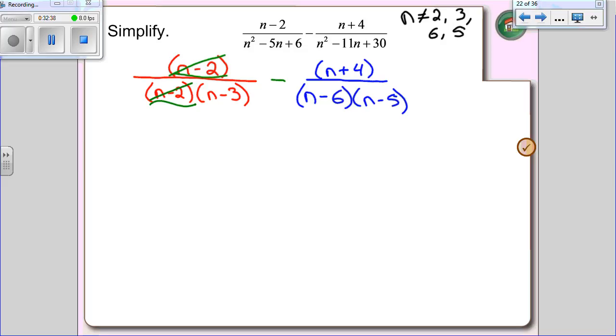Now you're going to move on to your next step, which is try to figure out all the packages. I have an n minus 3 here, that means I need an n minus 3 here. What I do to the bottom, I do to the top. These guys have an n minus 6 and an n minus 5. I'm missing both of those on the left-hand side. So I'm going to have to add in n minus 6, n minus 5.